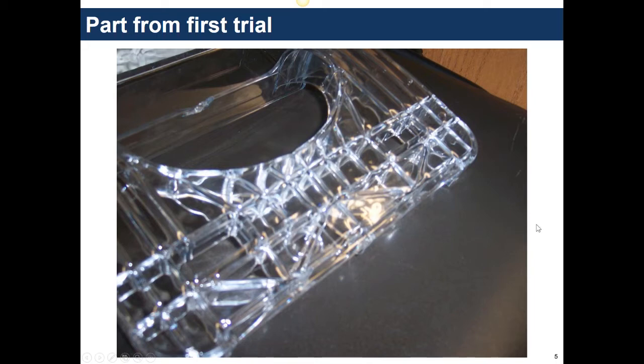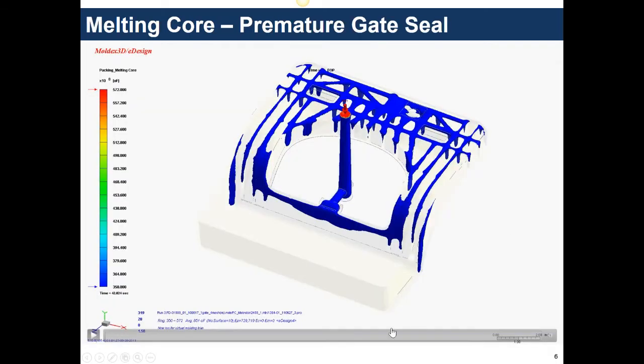And this is a place where simulation can help you quite a bit, especially 3D simulation. So what I'm showing here now is a result that we get from a 3D simulation. It's known as packing melting core. This result tells us what is still molten and what has solidified in the part during the molding cycle. So anything that you see in blue is still molten, and whatever has become transparent has solidified.